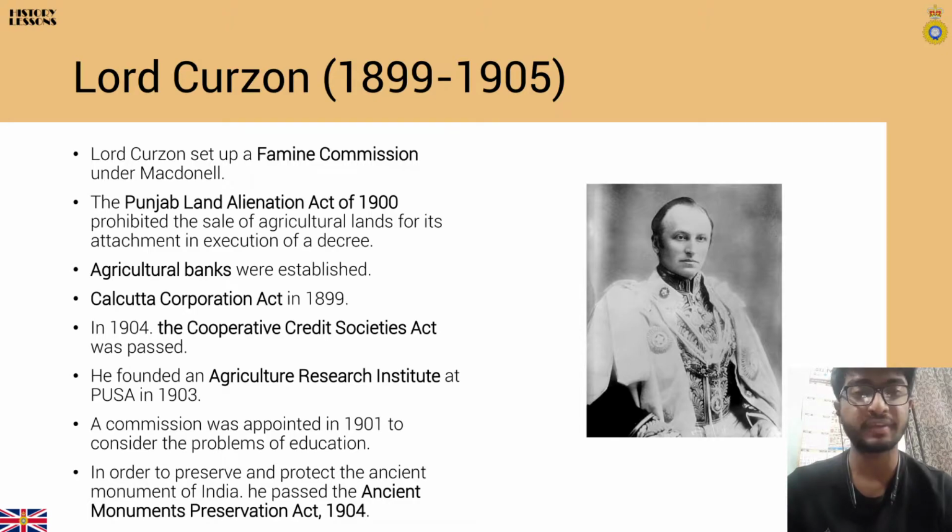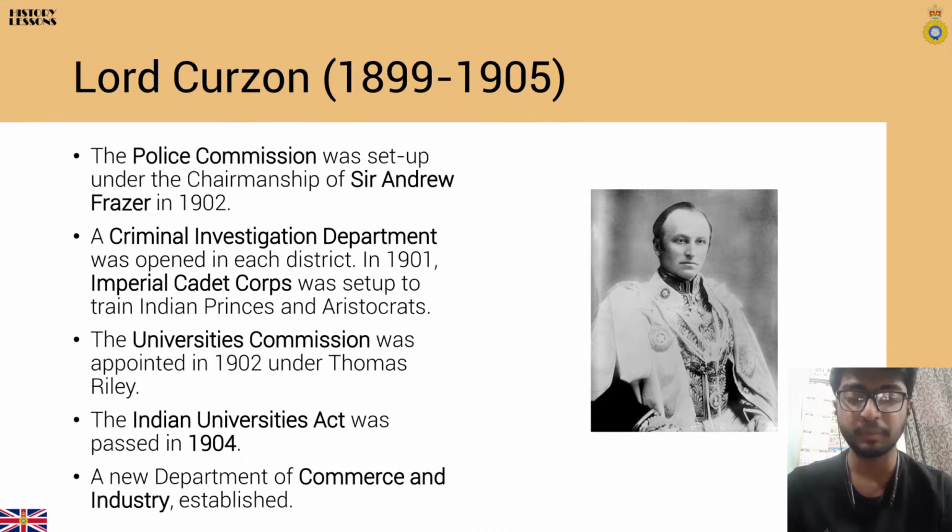The Calcutta Corporation Act was passed in 1899. In 1904, the Cooperative Credit Societies Act was passed. He founded the Agricultural Research Institute at Pusa in 1903. The Police Commission was set up under the chairmanship of Sir Andrew Fraser in 1902.